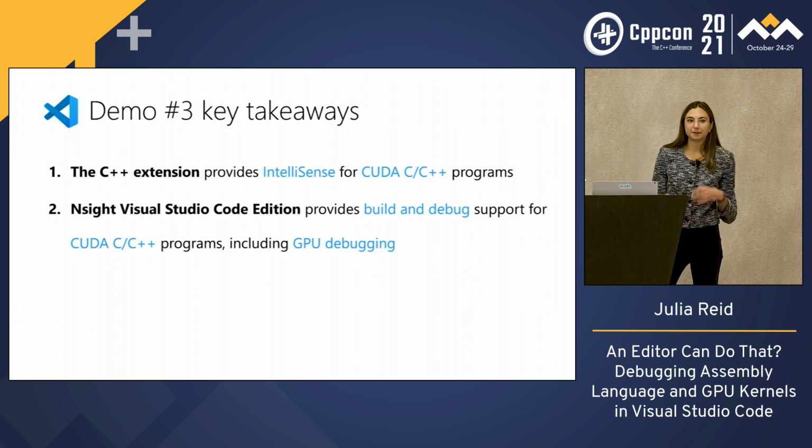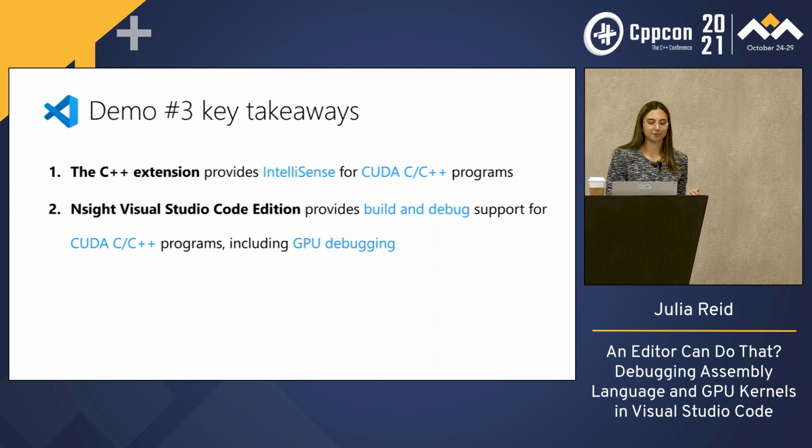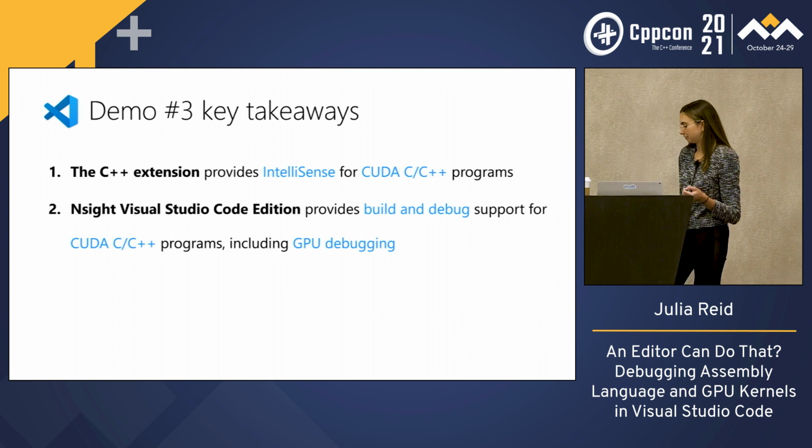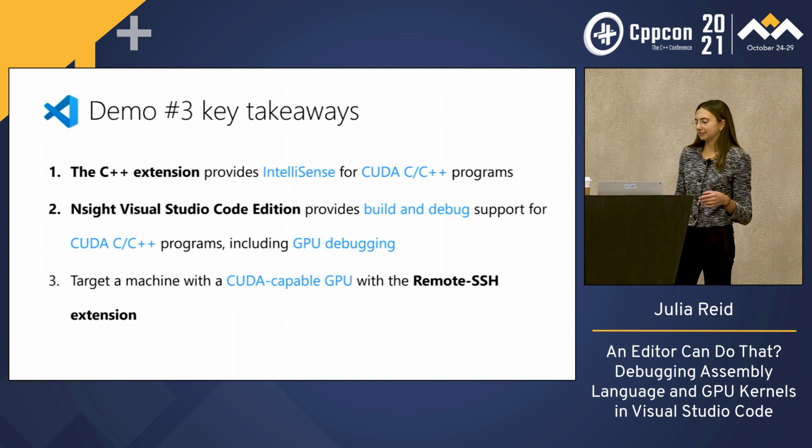Some key takeaways from this final demo are that the C++ extension provides IntelliSense for CUDA C++ programs, and the Nsight Visual Studio Code Edition extension provides build and debug support for CUDA programs, including GPU debugging, where you can do things like change the focus. And you can target a machine with a CUDA-capable GPU using the remote SSH extension.